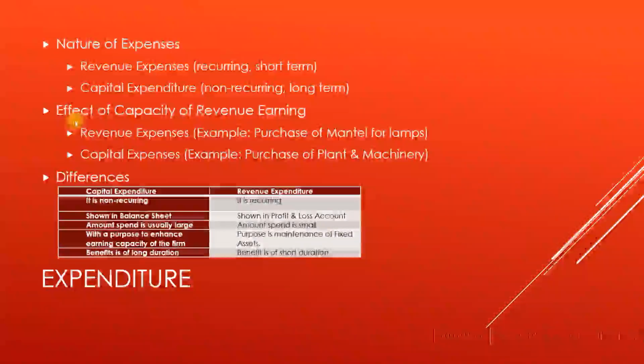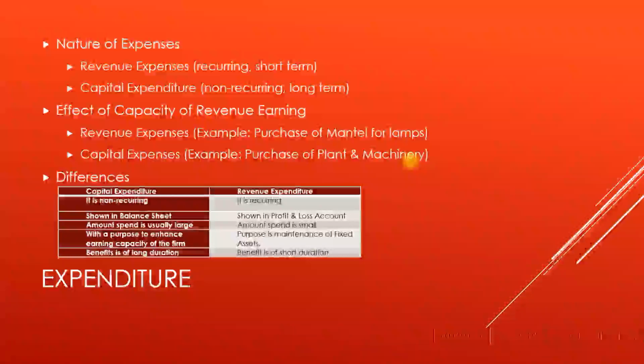Next is based on effect of capacity of revenue earning. How the expenses are determined and what makes revenue expenses and what are capital expenses. Expenses that are incurred in the short term which accrue revenue mostly in the current year are termed as revenue expenses. An example may be purchase of mantle for lamps, which are basically filaments for lamps with expiry of less than 6 months. An expenditure incurred which helps to accrue revenue for more than one accounting period is capital expenditure. The example is purchase of plant and machinery.